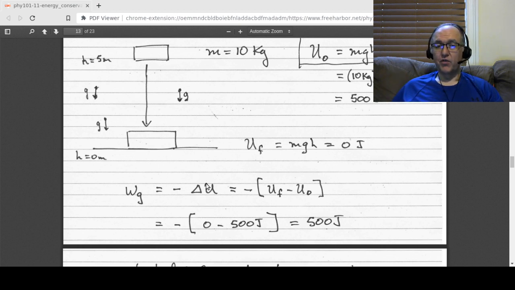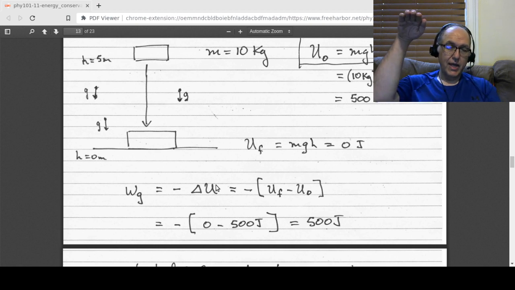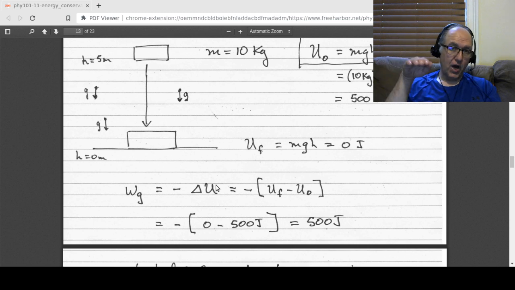So that's the usefulness of introducing this idea of potential energy. Again, it's kind of like a bank account where you have so much potential energy, and then you might withdraw some of that potential energy, and that becomes work.